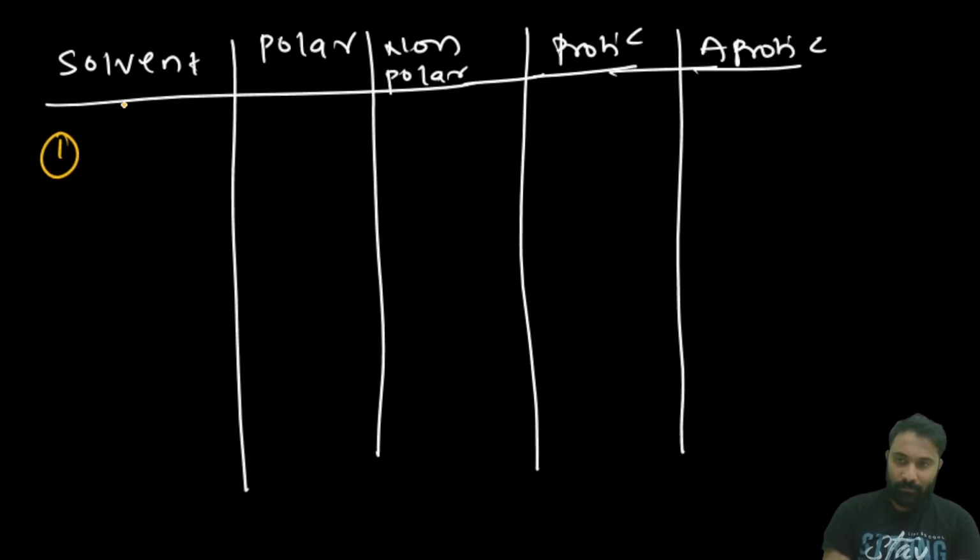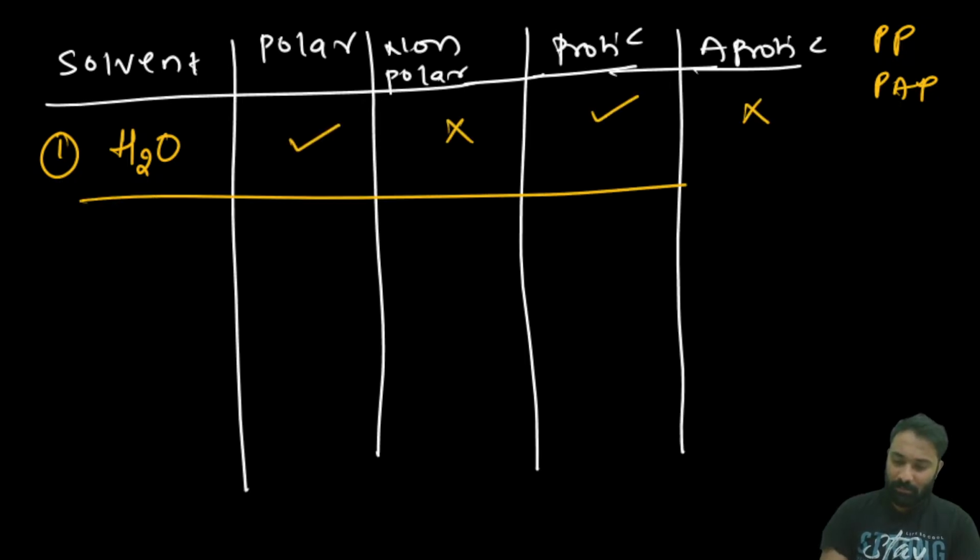First one. Now H2O solvent will come under which category? Polar protic or polar aprotic? Polar protic means PP. Don't write the full polar protic. Polar protic is PP, polar aprotic is PAP. So H2O is polar and protic. Done. Clear. Fine.